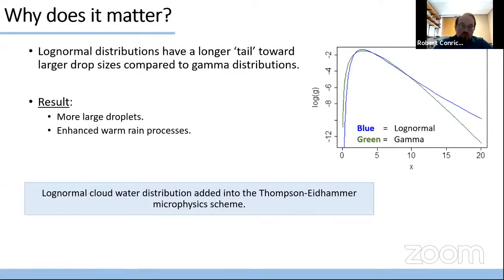And this matters because log normal distributions, just like we saw in that previous slide, tend to have a larger tail towards, in this case, larger cloud droplets. If you have more large cloud droplets in your system, we can hypothesize that that would result in an enhancement of warm rain processes. And so what we went ahead and did was add log normal cloud water distributions into the Thompson-Eidhammer microphysics scheme.